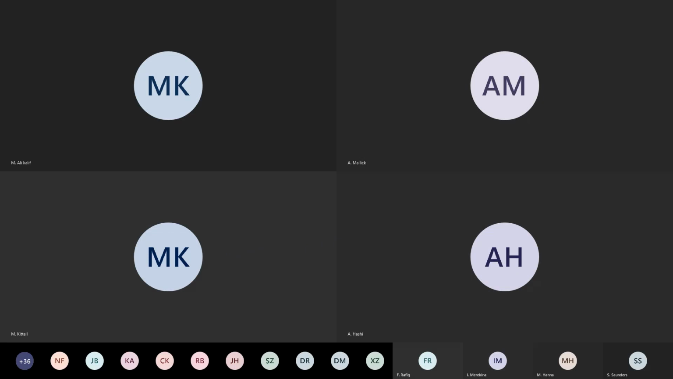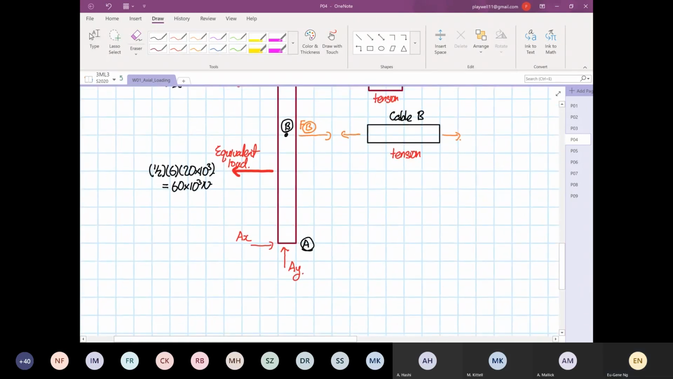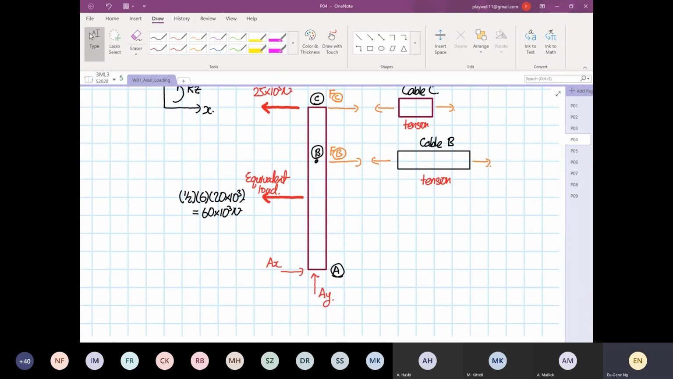Right. So now we just look at the equivalent load. The equivalent load is half times 6 times 10 to the power 3. And then the distance from here to here is going to be 2/3 multiplied by a distance of 6. So that's the distance, and this is equal to 4 meters.